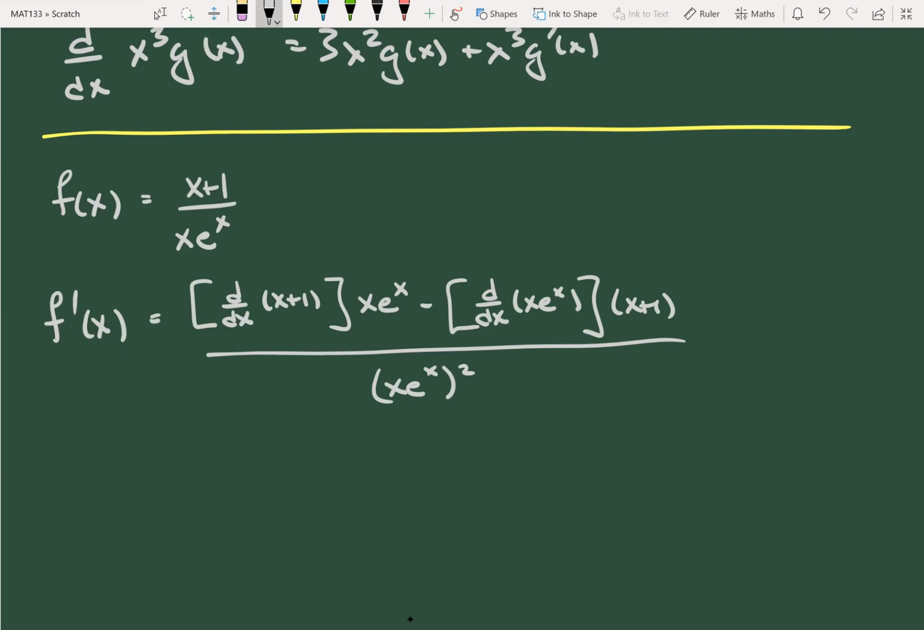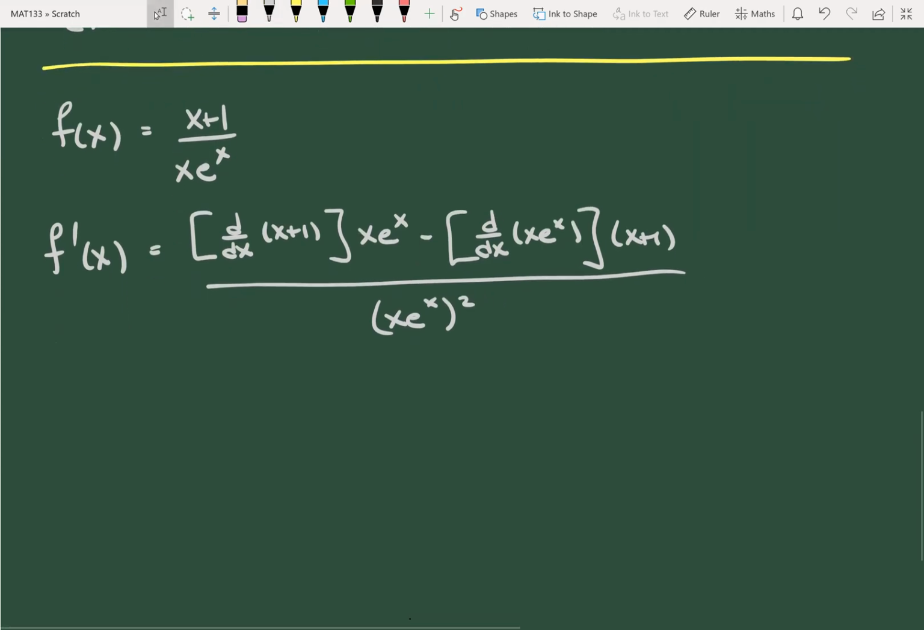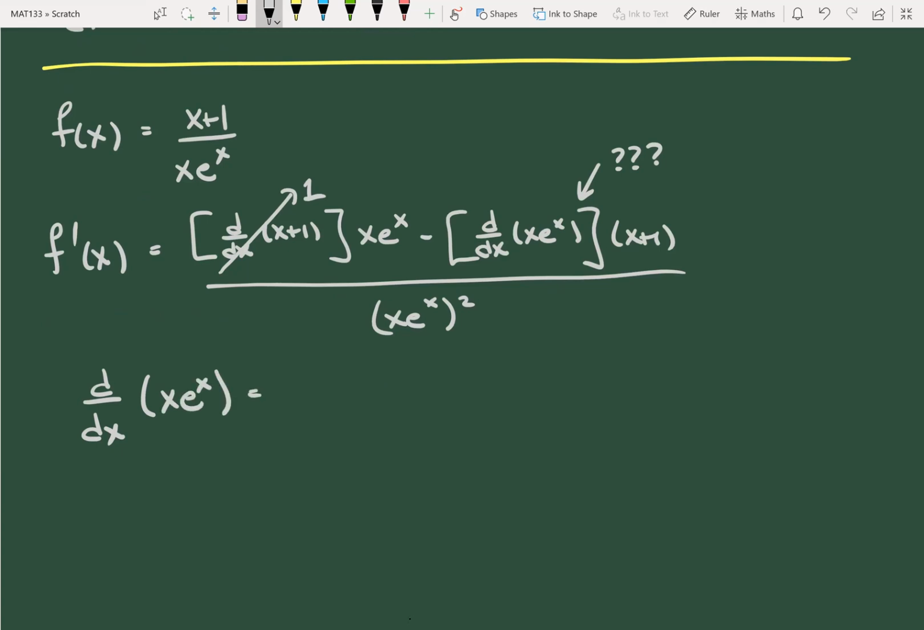Now, a lot of this is not too bad. So this first derivative here is just 1. But we're going to have to compute this, because I don't know what it is. So let's compute that separately. So d dx of x e to the x. For this one, I'm going to have to use the product rule. And again, if you can do it in your head, phenomenal. But if you can't, just write it out. Derivative of the first times the second plus derivative of the second times the first.